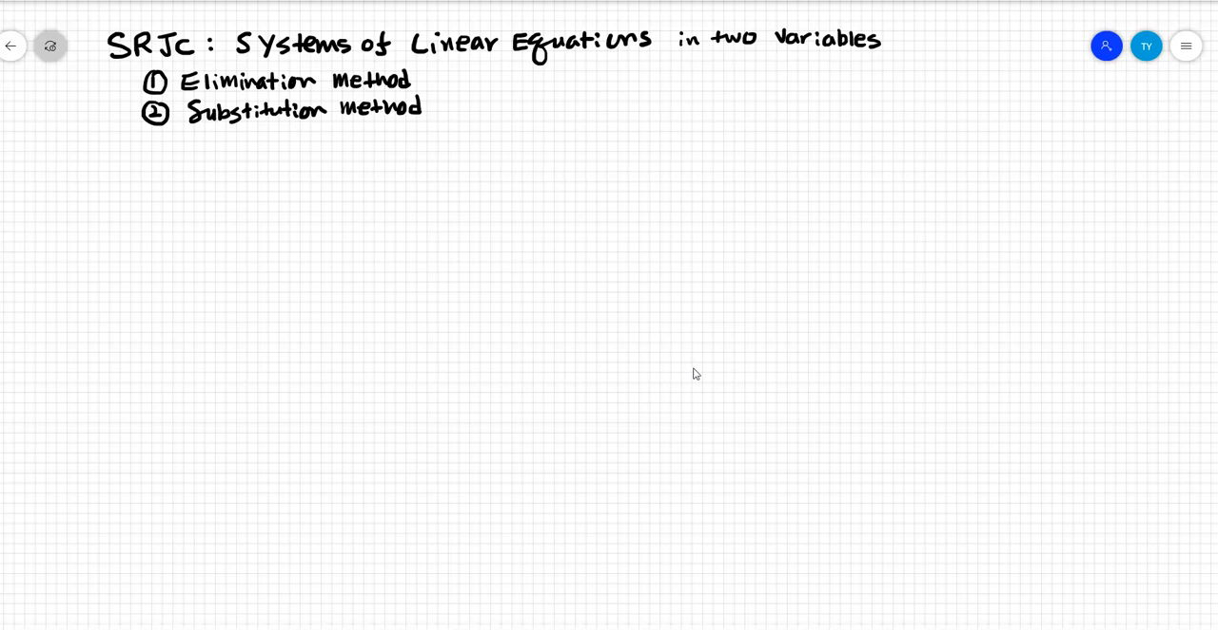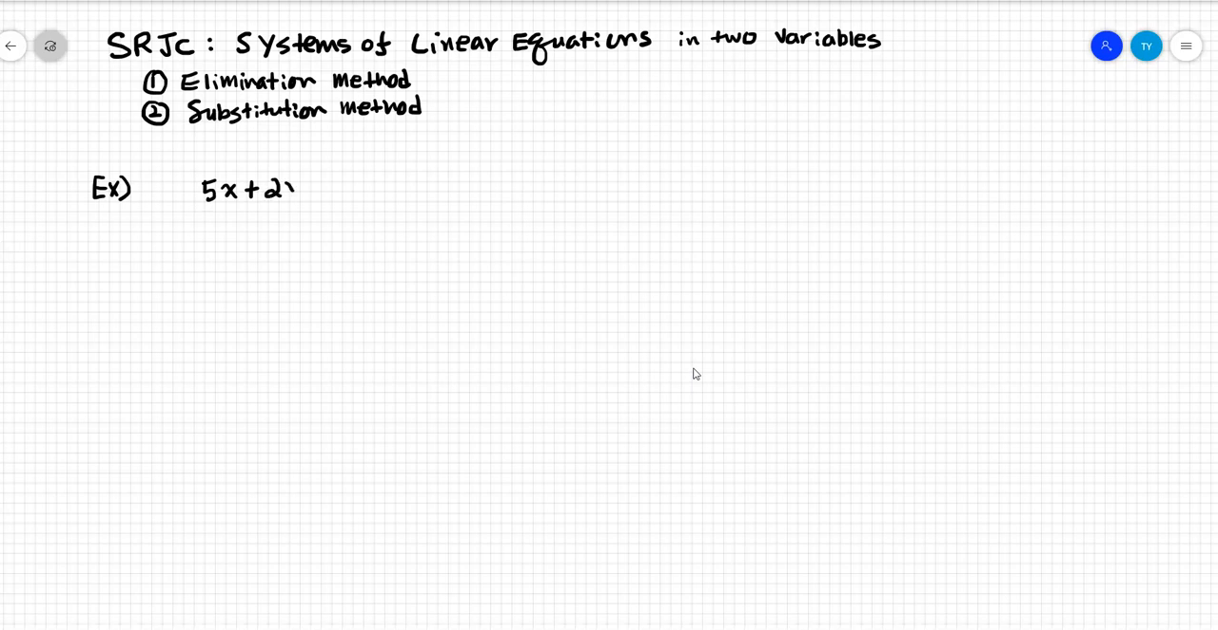Okay, so let's go through these methods, and then we'll look at some applications for these two methods. As I said, you can use either one, but I'm going to show you two different examples for elimination and substitution. So first, we're going to look at the elimination method. Let's say we have something like this.